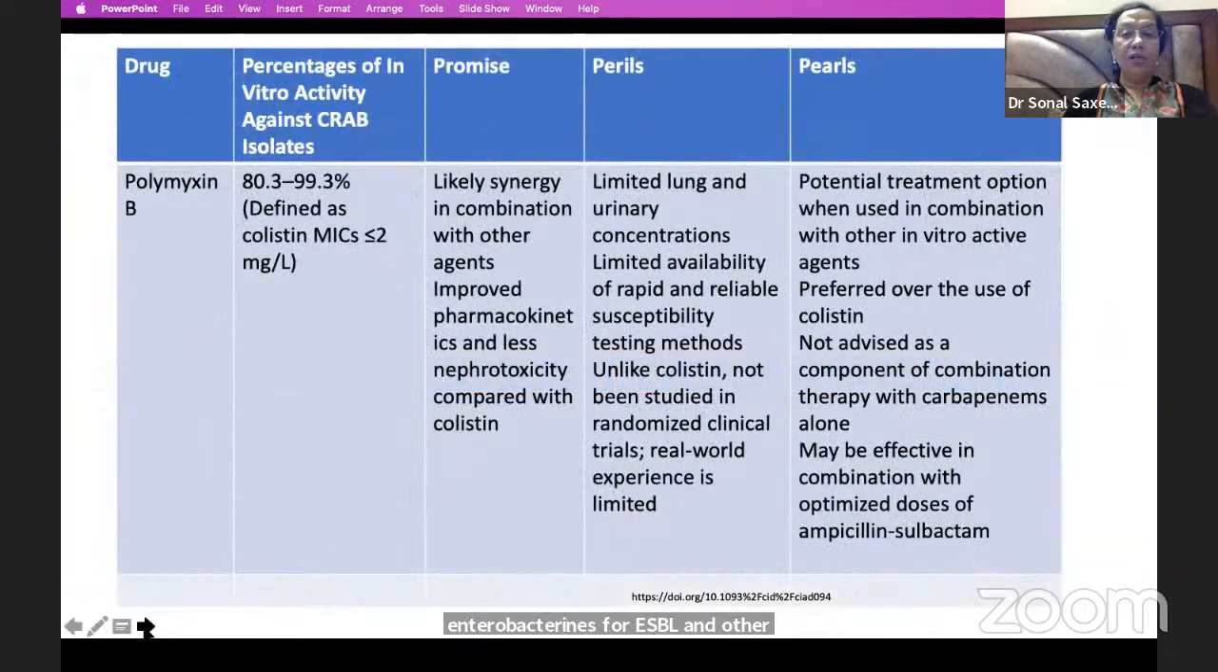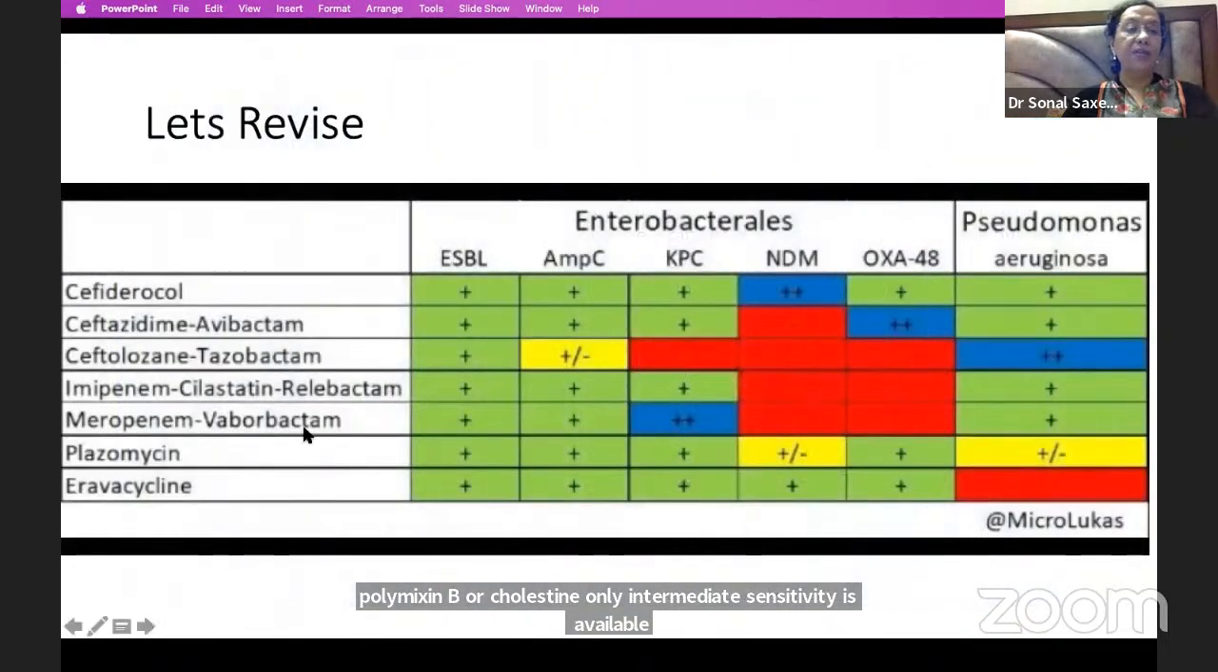Again, polymyxin B, a lot has been said over time. We will not go into the detail. Always remember, for polymyxin B or colistin, only intermediate sensitivity is available. So susceptibility should not be reported, whatever the MIC is.